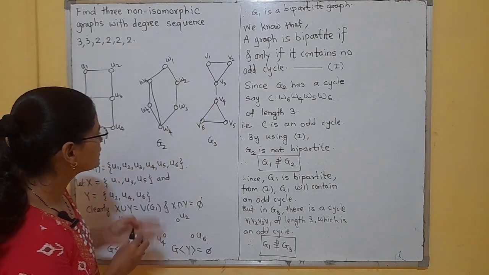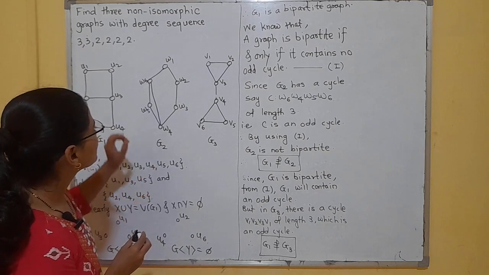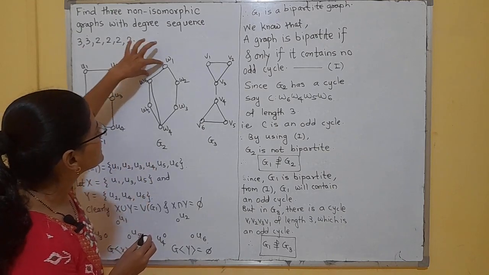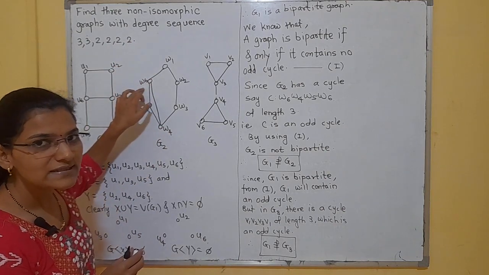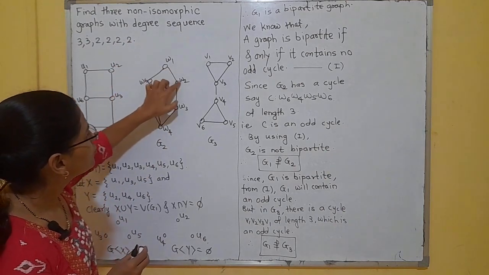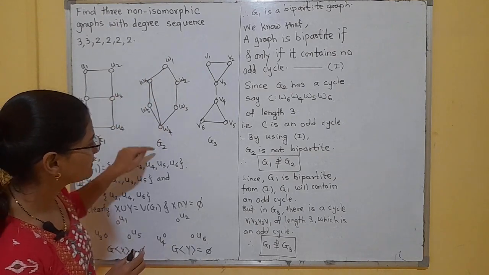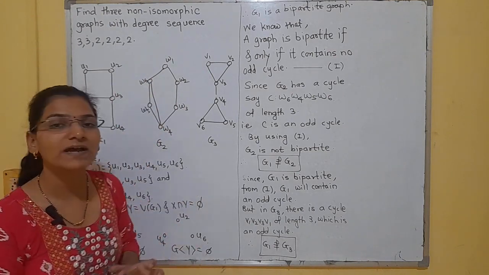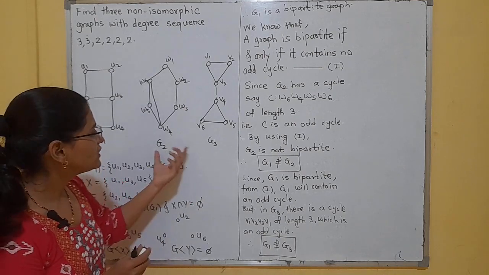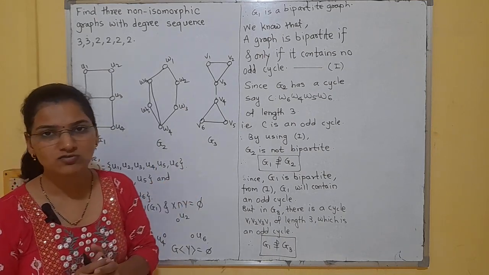But if you consider G2, then G2 has a cycle W6, W1, W2, W3, W4, W6. And this cycle has length 1, 2, 3, 4 and 5. That means G2 has a cycle of length 5, but G3 has no cycle of length 5. Therefore, G2 and G3 cannot be isomorphic graphs.